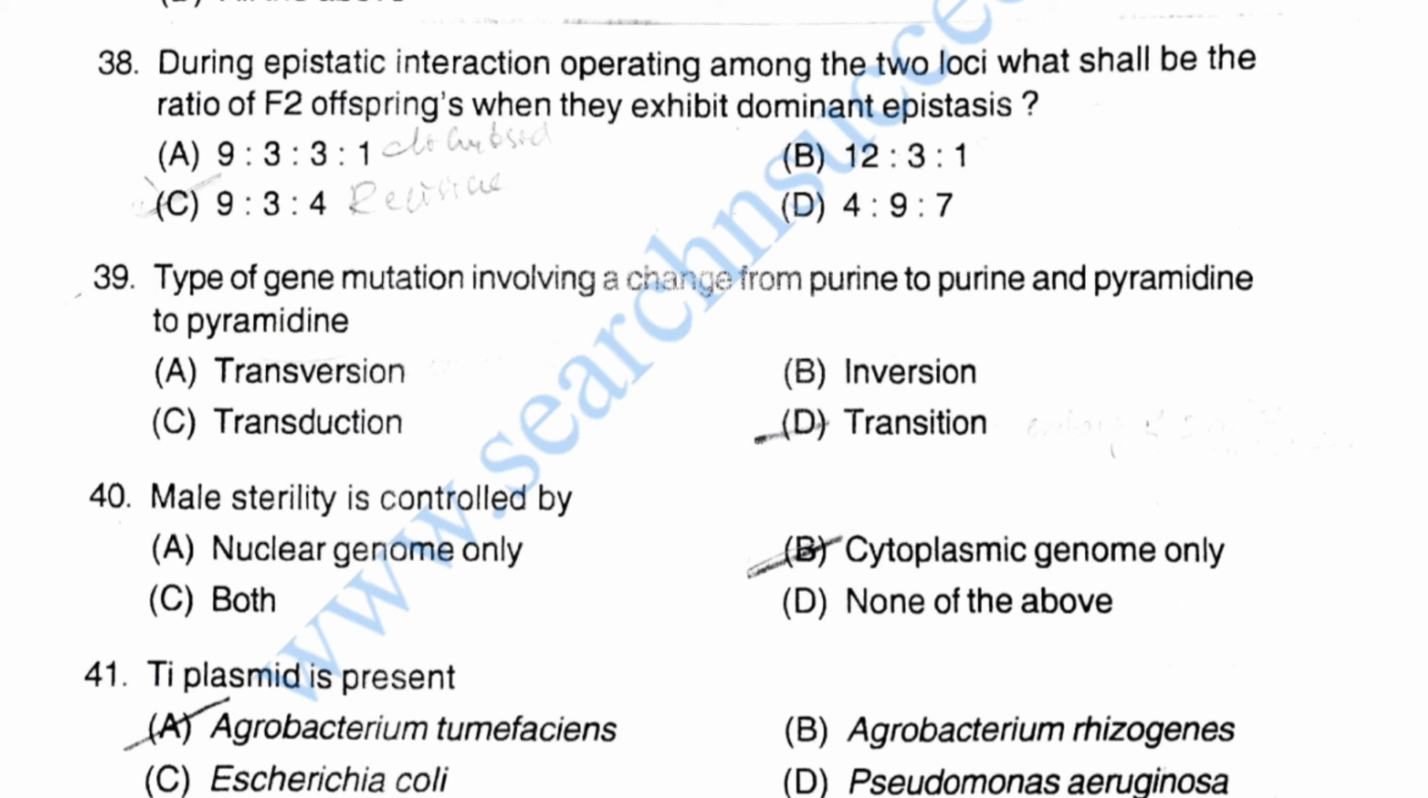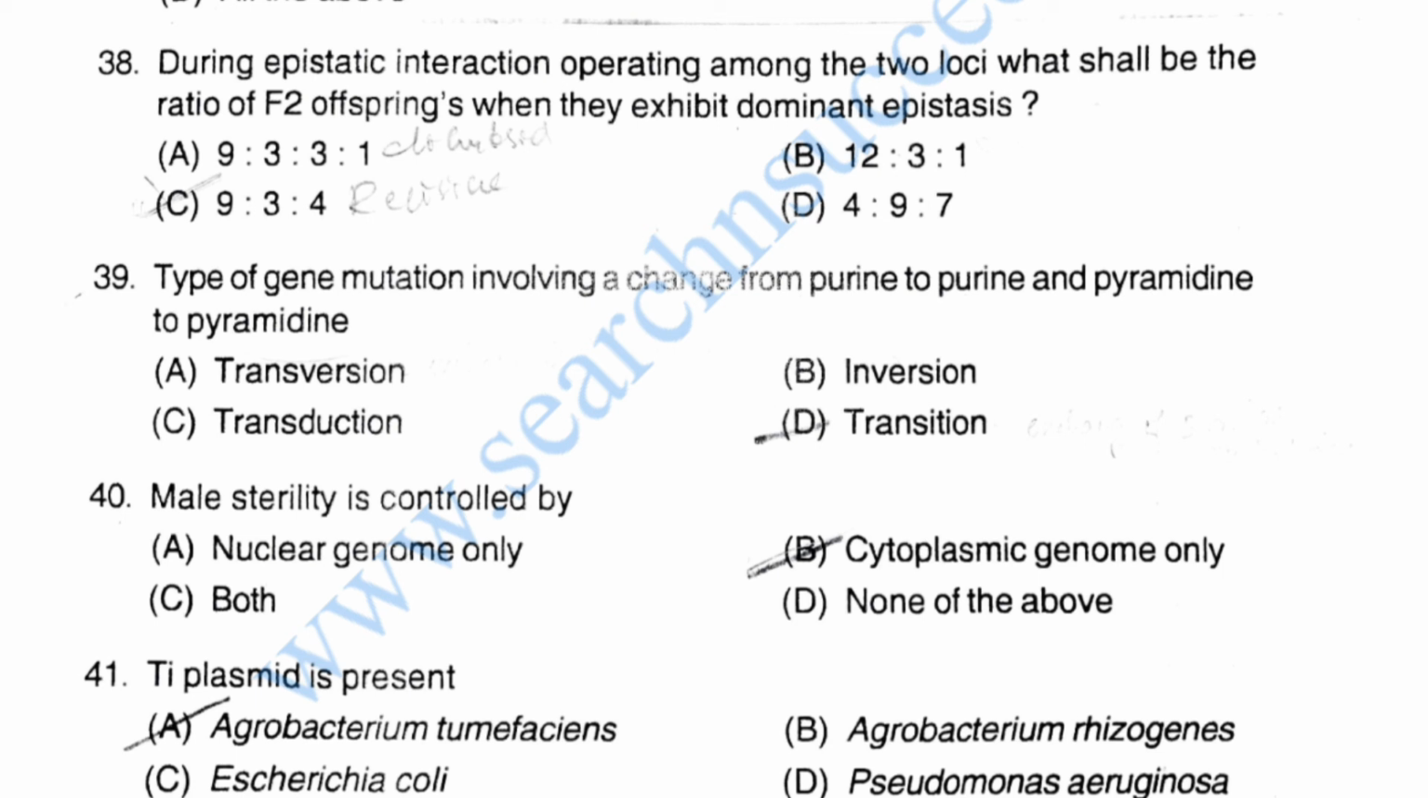Dominant epistasis, that is 12:3:1, but duplicate dominant epistasis is 15:1. And also you should know recessive epistasis. Recessive epistasis is actually 9:3:4, and duplicate recessive epistasis is 9:7. Clear? Next, move on to another question.